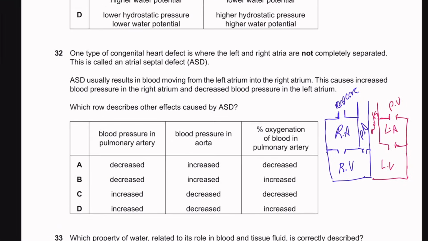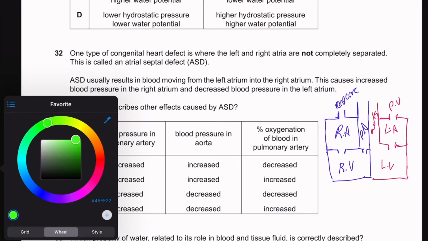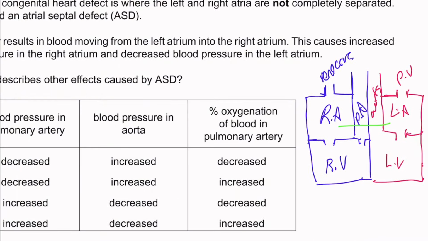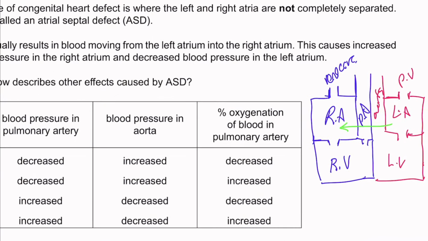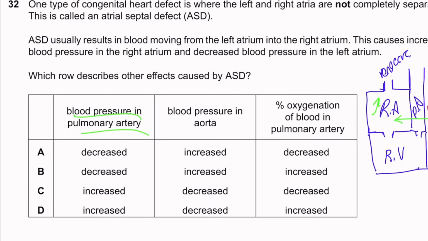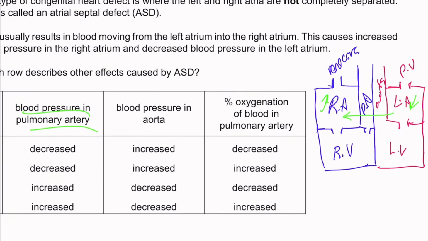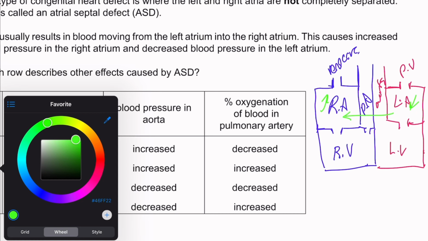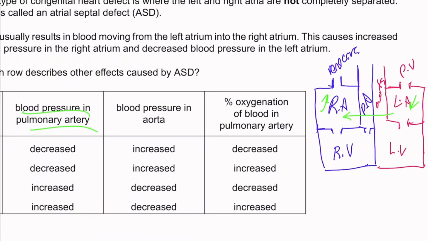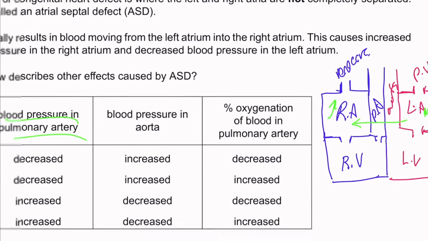So how exactly does ASD work? We have the flow of blood from the left atrium to the right atrium, and so this increases the pressure in the right atrium and decreases the pressure in the left atrium. What happens to blood pressure in the pulmonary artery? Let me just make the color slightly darker because it's a little too bright.